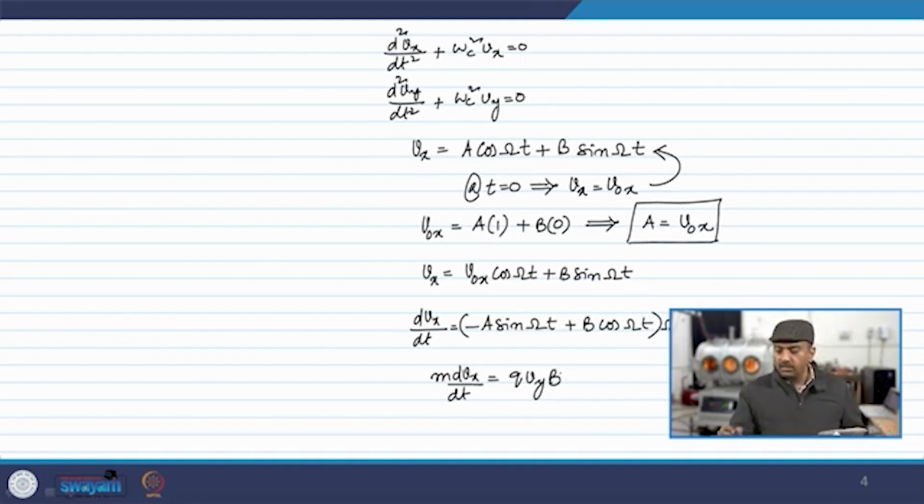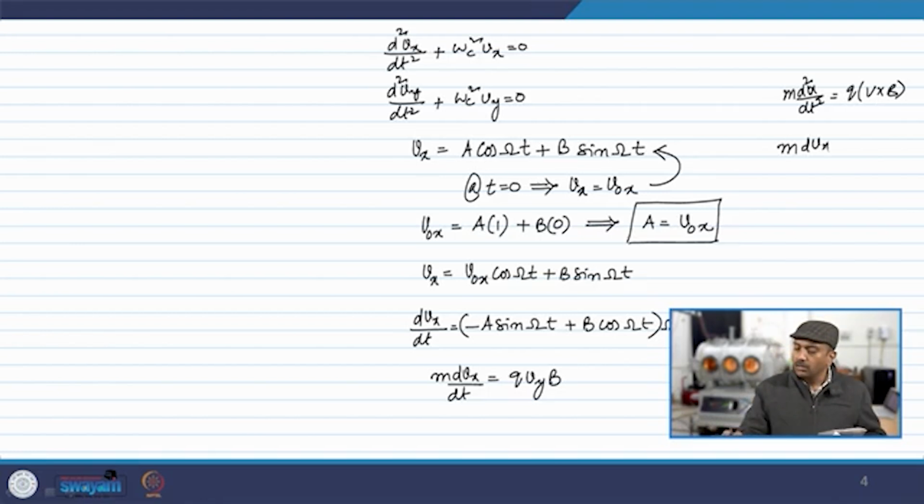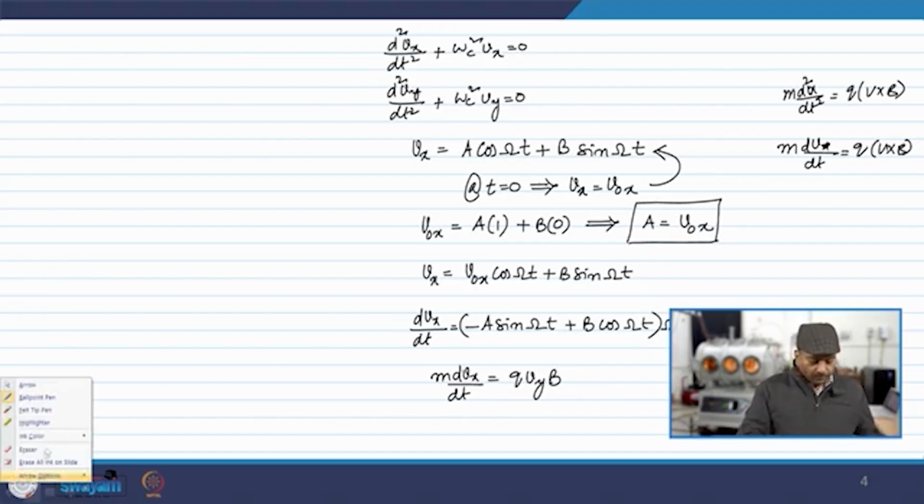How did I get this? This is simply the force: m d square x by dt square is equal to q times v cross b. Right. So, this is where we actually started. Anyway, m dVx by dt is q times v cross b, not Vx actually, yeah, v. Now, the point is we are going to use this relation.